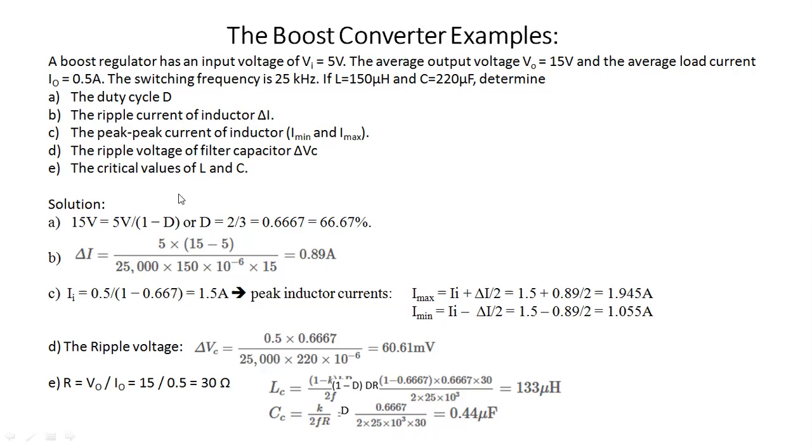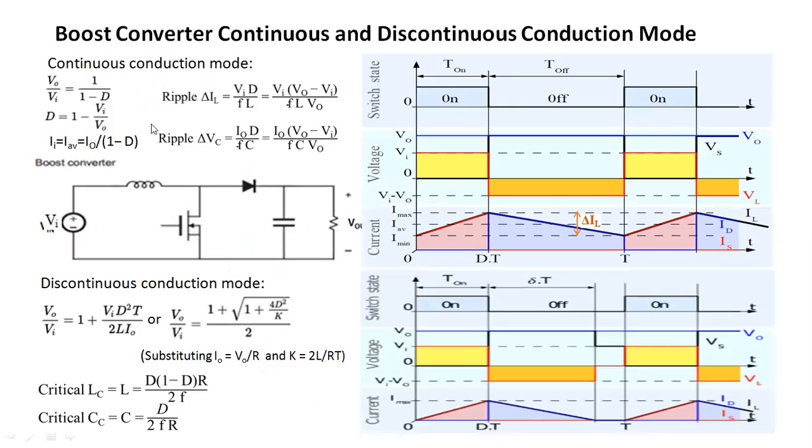Now you are supposed to find the ripple current of the inductor, that is delta I. So we have the input voltage into output minus input voltage upon F, that is nothing but frequency, into L, that is 150 into 10 raised to minus 6, into VO. If you put these values, you will get delta I, that is 0.89 ampere. So you are supposed to understand these equations only. If you get these equations, you can solve any values because all will come from these equations only.